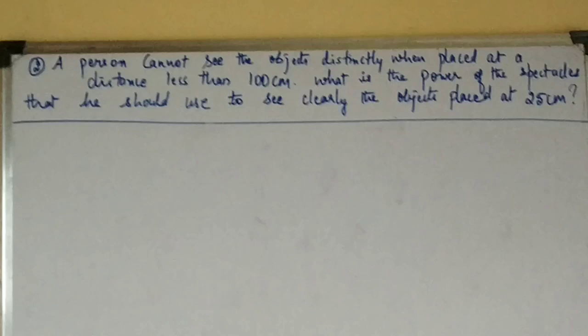Therefore, what is given? We have x dash is equal to 100 centimeter. Then we have d is equal to 25 centimeter. Find the focal length. So the focal length, that is the corrected focal length, is equal to x dash into d divided by x dash minus d. What is x dash? f is equal to 100 into 25 divided by 100 minus 25. What is 100 minus 25? You will get 75, right?